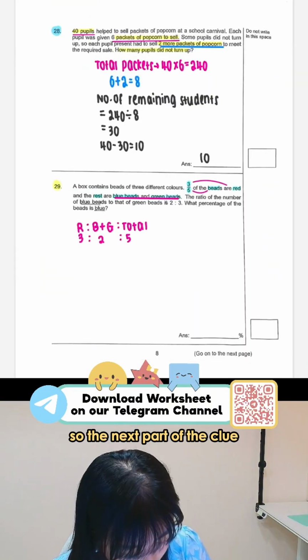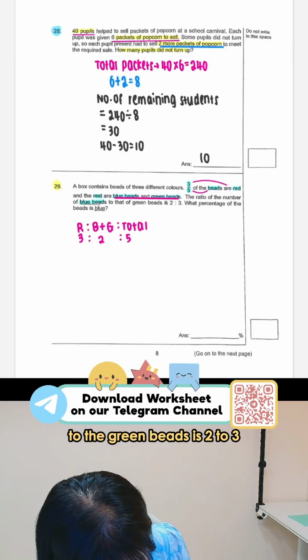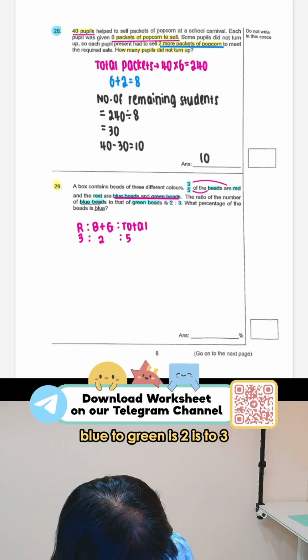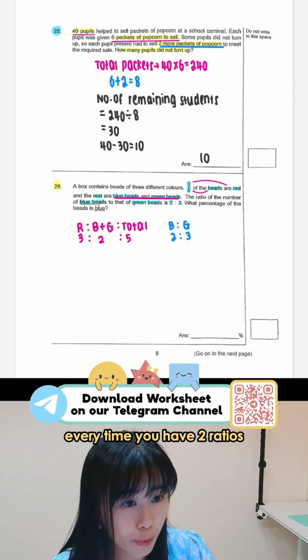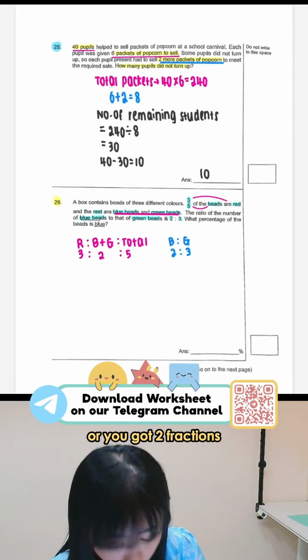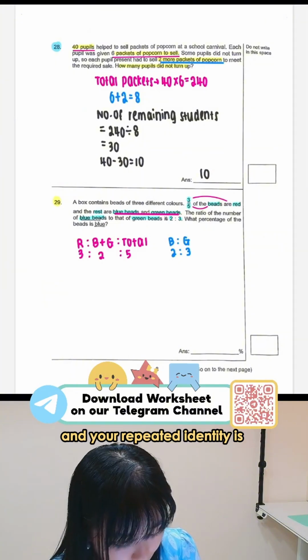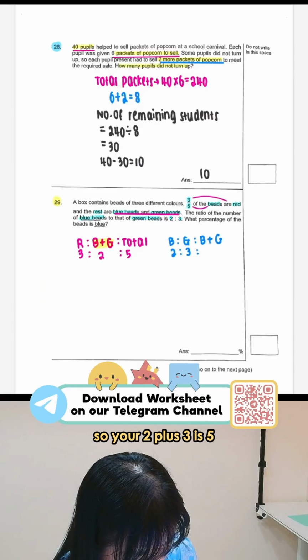So the next part of the clue, they give you the ratio of the number of blue beads to the green beads is 2 to 3. Blue to green is 2 is to 3. Every time you have 2 ratios, or you have 2 fractions also, look out for your repeated identity. And your repeated identity is blue plus green. So your 2 plus 3 is 5.